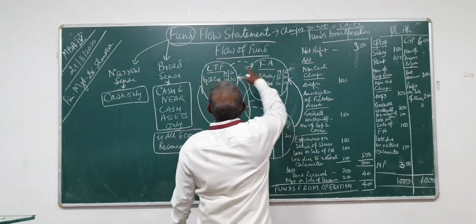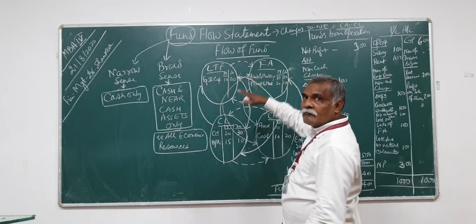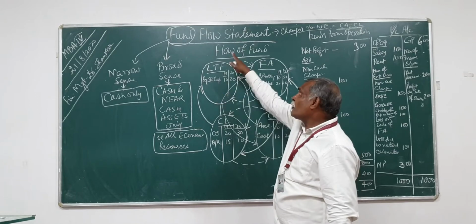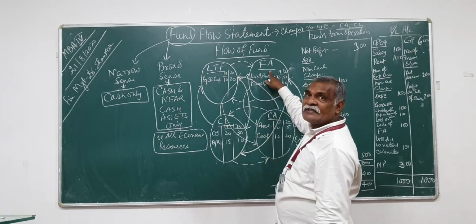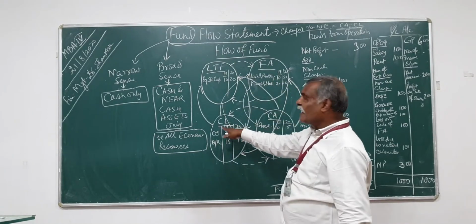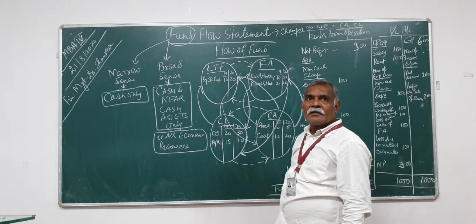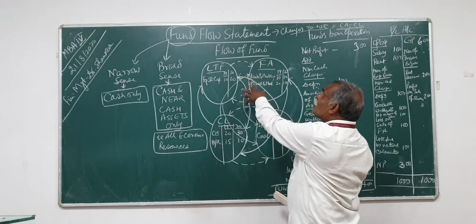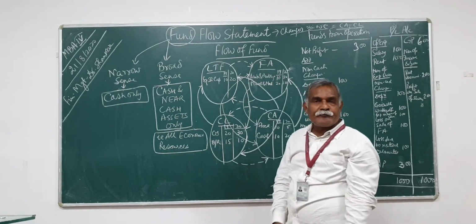Look, for this we have prepared 4 boxes. In one box there is long-term fund. This is your balance sheet. Another one is fixed assets, current assets, and current liabilities. And I would like to show you how the fund is flowing.